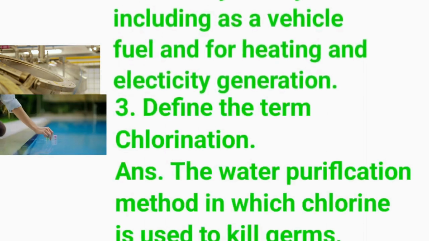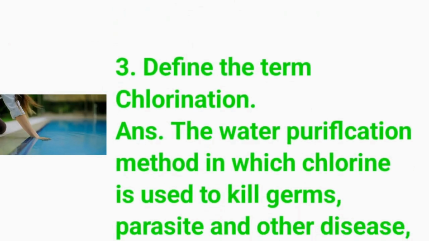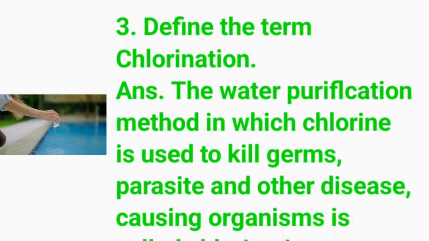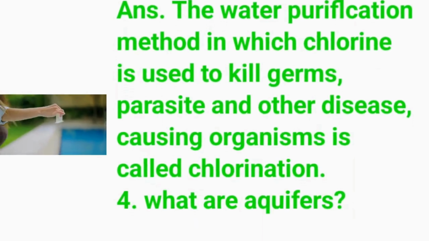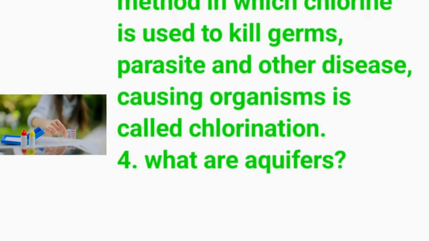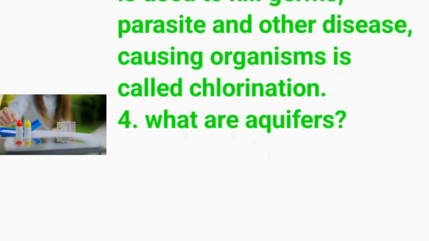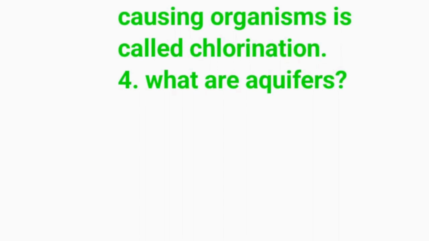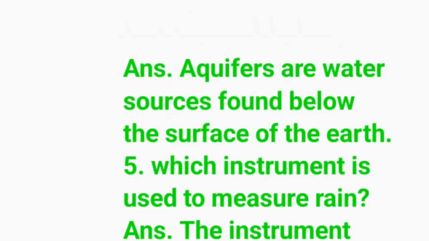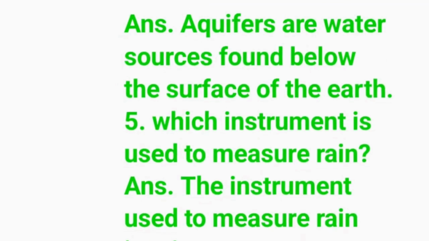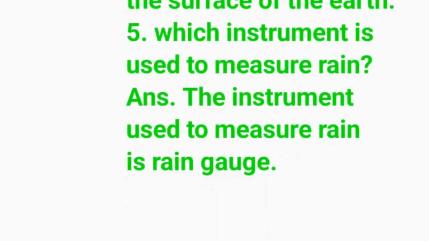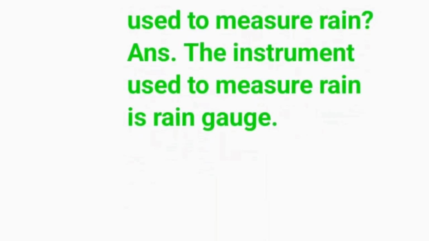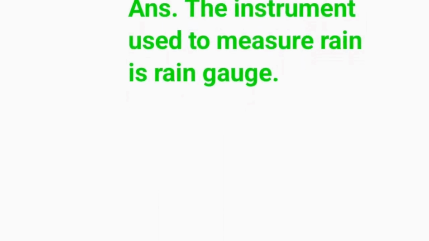3. Define the term chlorination. Answer: The water purification method in which chlorine is used to kill germs, parasites and other disease-causing organisms is called chlorination. 4. What are aquifers? Answer: Aquifers are water sources found below the surface of the Earth. 5. Which instrument is used to measure rain? Answer: The instrument used to measure rain is rain gauge.